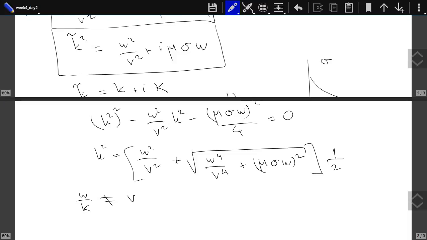Now, omega over K is not equal to this number V which appears in our equation, but omega over K is, of course, the velocity of the wave, or the speed of the wave. So we still identify this with the speed. It's just the speed is no longer V. You see, speed now depends on omega.